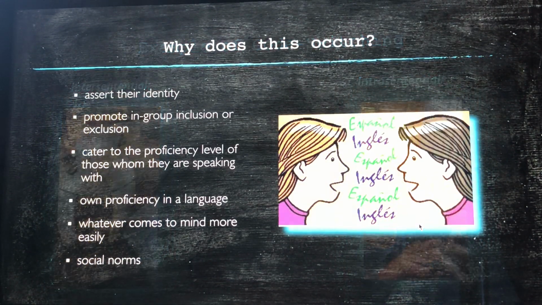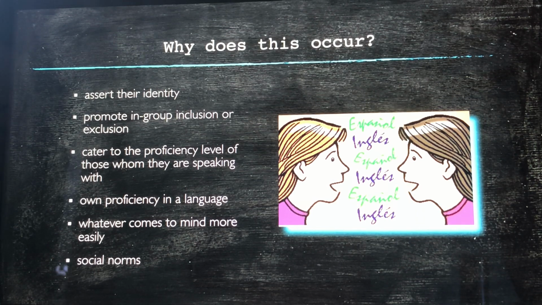So let's see why this happens. This may occur to assert their identity, to promote in-group inclusion or exclusion, to cater to the proficiency level of whom they are speaking with, or for their own proficiency. Children may become constrained in conversation due to their degree of proficiency in that specific language, where they will fill in the gaps when they don't know the word. So they'll use the language that they do know to fill in that gap.